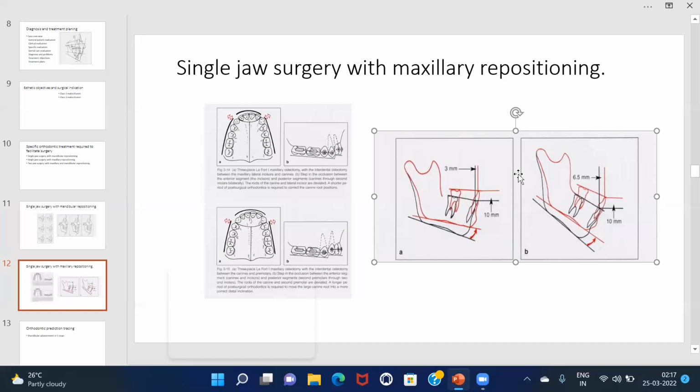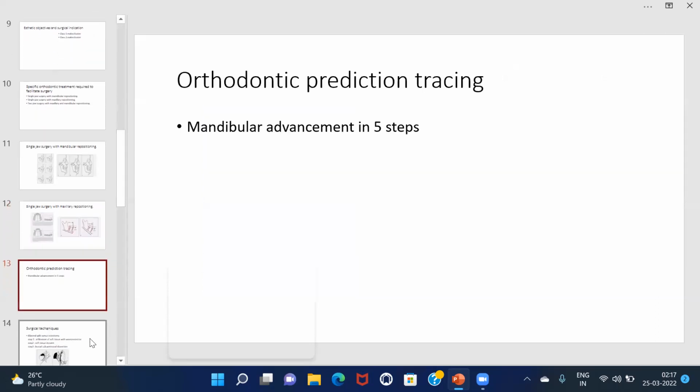Two jaw surgery with maxillary and mandibular repositioning. When two jaw surgery is performed, surgery on the maxilla is usually first. Therefore, the final position of the mandibular pulp will be determined by the repositioned maxilla, and the principles of single jaw surgery and the mandible repositioning then apply.